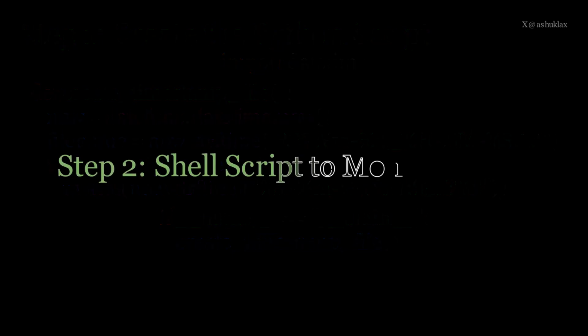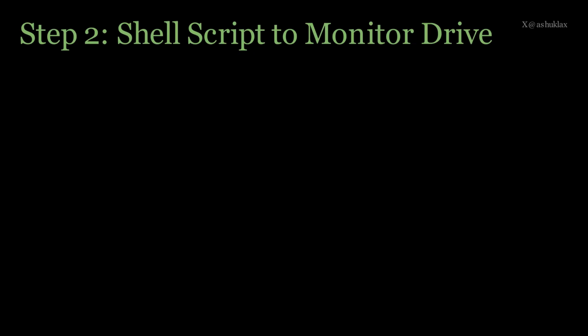In step number 2, we are going to write a bash script, which simply executes the Python script we created in step number 1. Now because this is a bash script, it is going to execute the Python command like a script. Let's break down this bash script line by line.